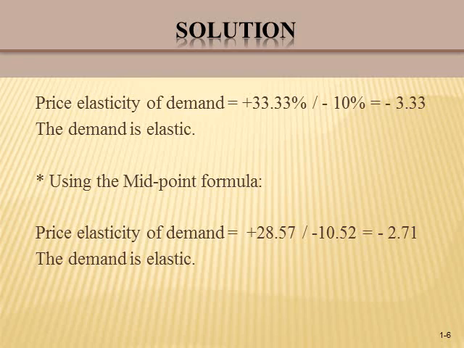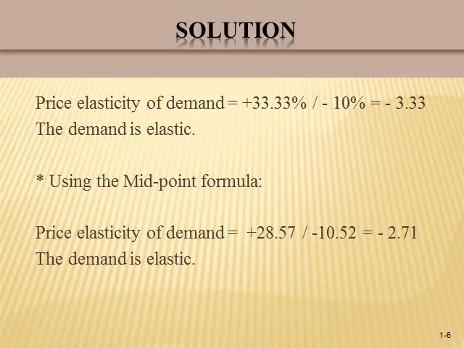In absolute value, we obtain 3.33, which is greater than 1, and then the demand is elastic. As we know, if the price elasticity of demand is greater than 1 in absolute value, the demand is elastic. If it's less than 1, the demand is inelastic, and if the price elasticity of demand is equal to 1, the demand is unitary elastic.